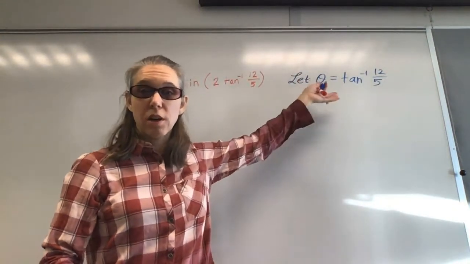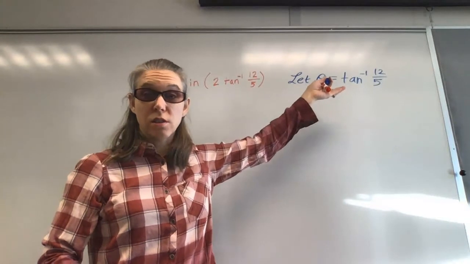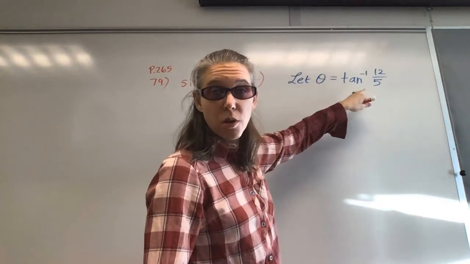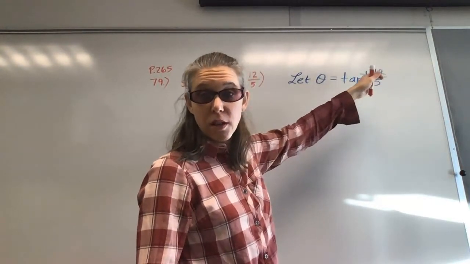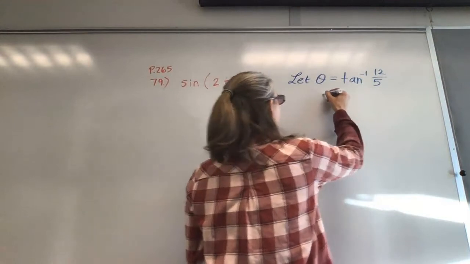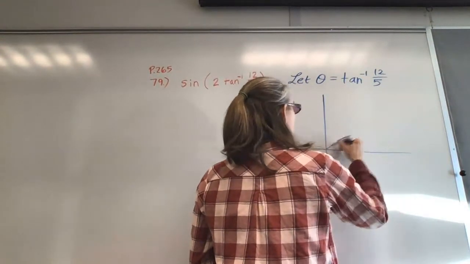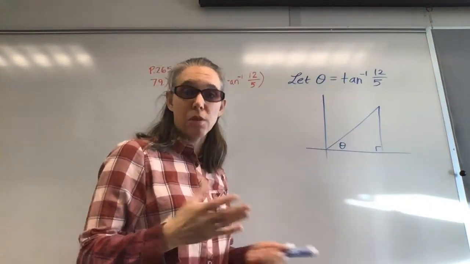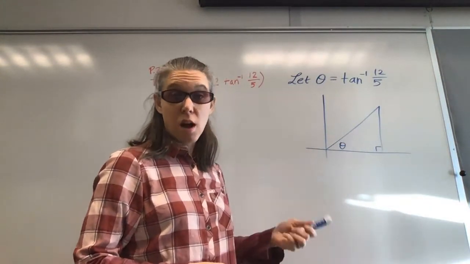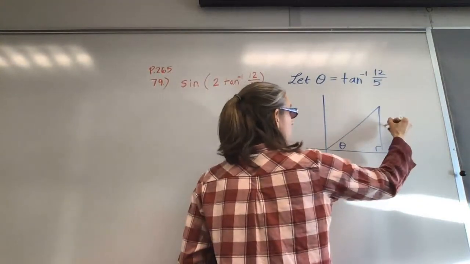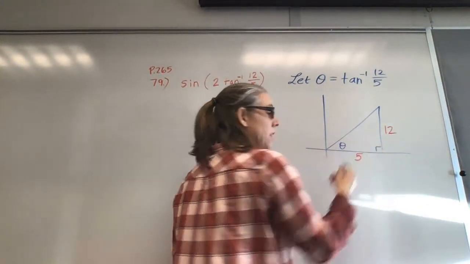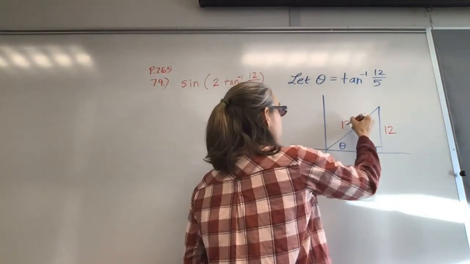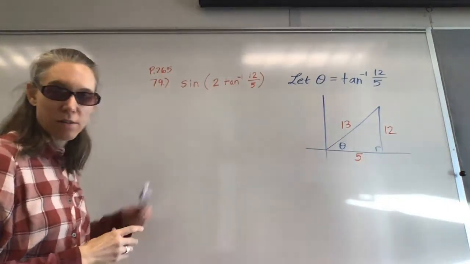Now, when we pick this variable, that means we also want to draw ourselves a triangle. Tan inverse is only in the first and the fourth quadrant. So since this is a positive value, we're going to be in the first quadrant. The triangles don't have to be drawn to scale, just label them correctly. So tangent is opposite over adjacent. And these numbers are really nice because we have a 5, 12, 13 triangle. Okay, so now let's go back to this problem over here.